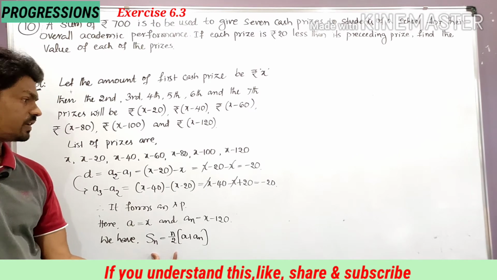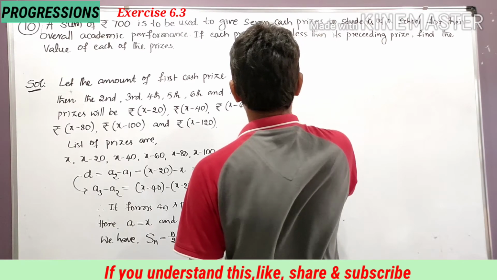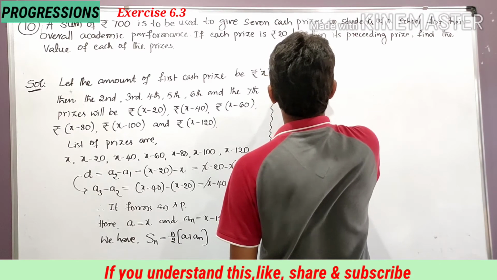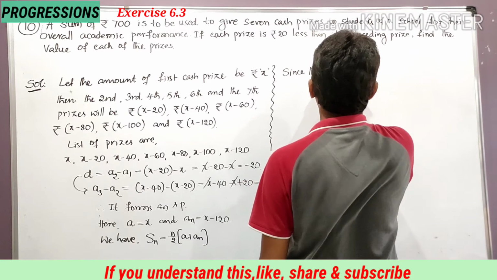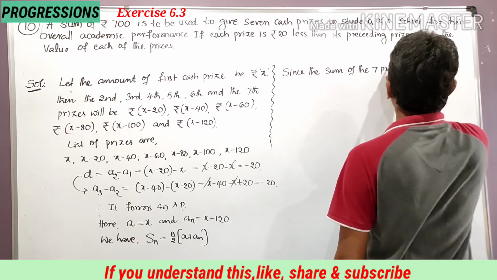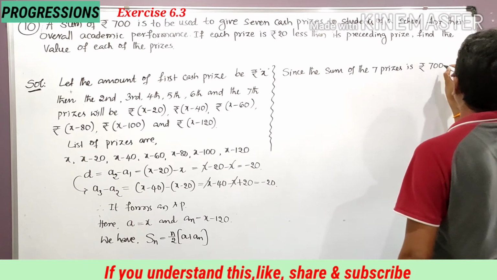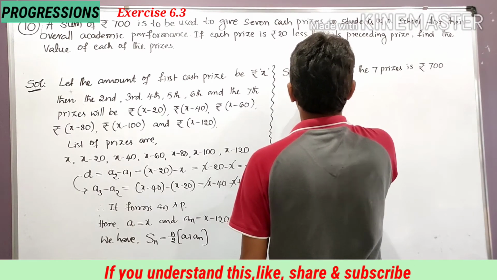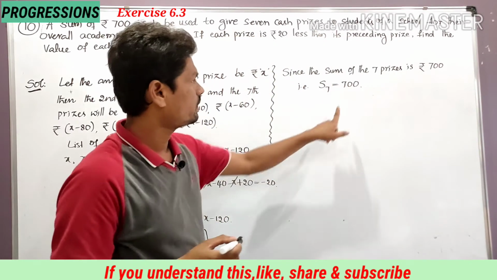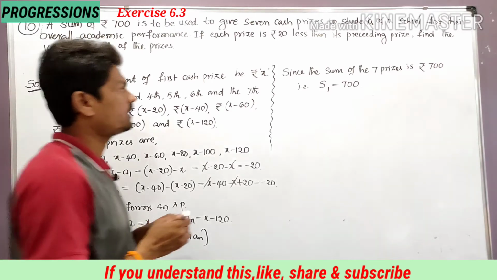Here n is equal to 7, student, and the sum of the 7 prizes is rupees 700. So the sum of the 7 prizes is rupees 700, that is S7 is equal to 700. So how can we find S7? By substituting n equal to 7 in the formula we can find S7.